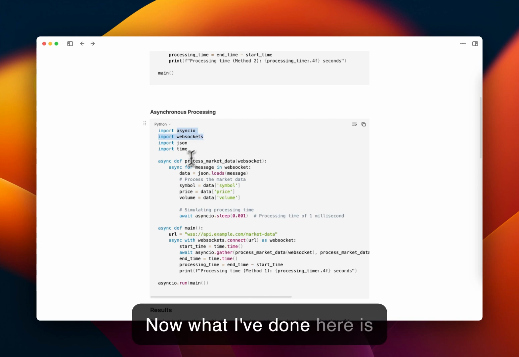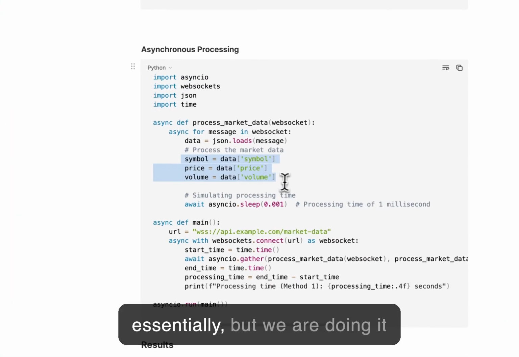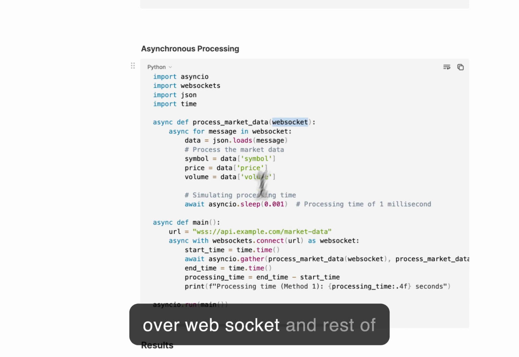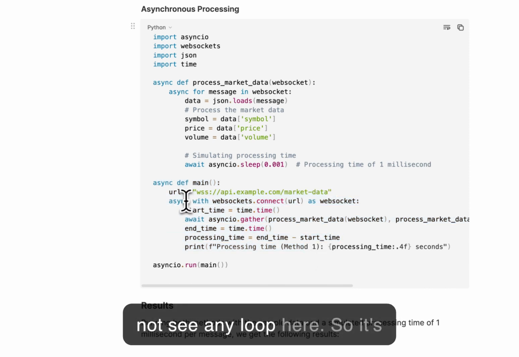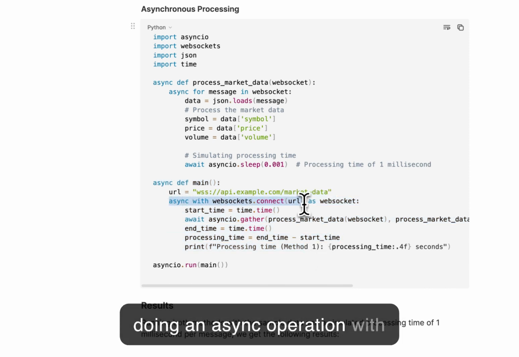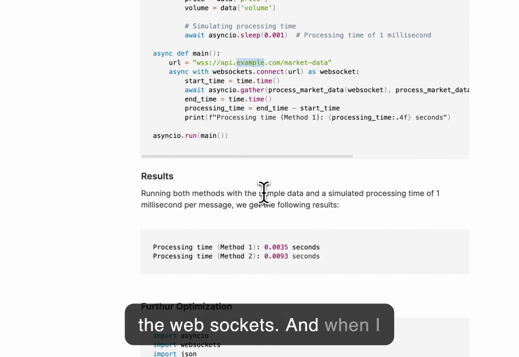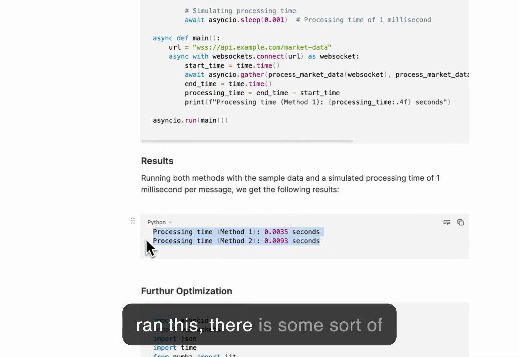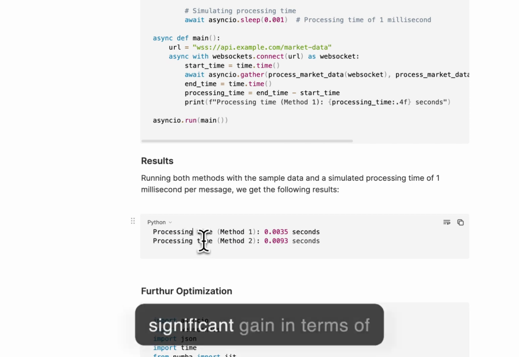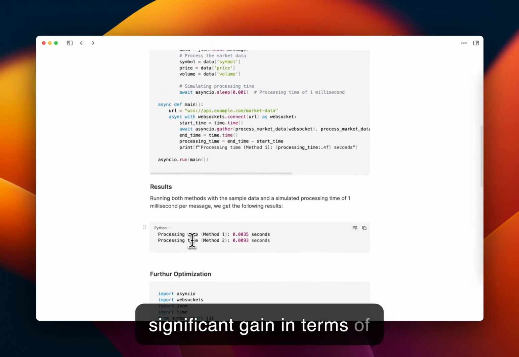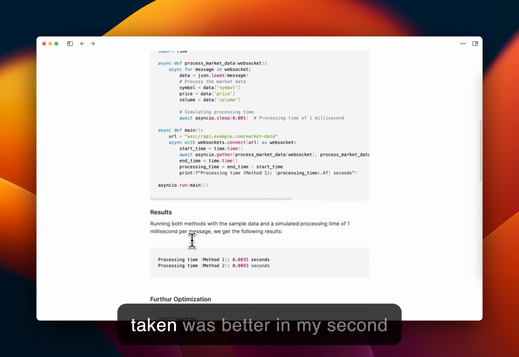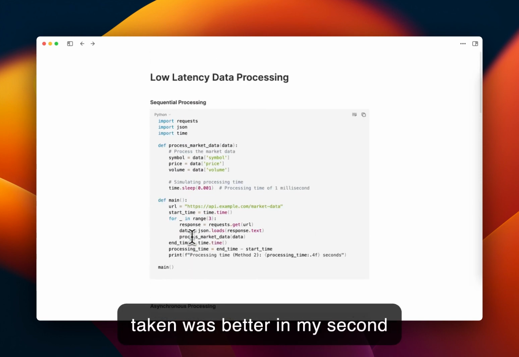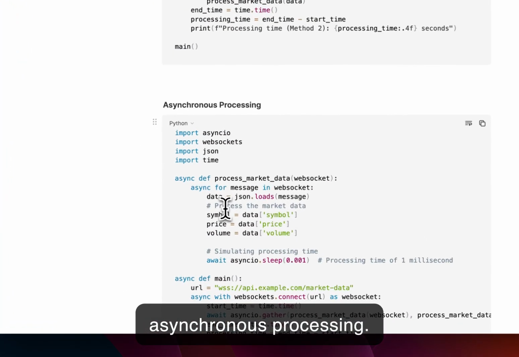Now what I've done here is just got the same data essentially, but we are doing it over WebSocket, and the rest of the code is the same. It's just an async operation instead of a sequential operation. You will not see any loop here, so it's doing an async operation with the WebSockets. And when I ran this, there's some significant gain in terms of time. All right, so the amount of time taken was better in my second asynchronous processing.